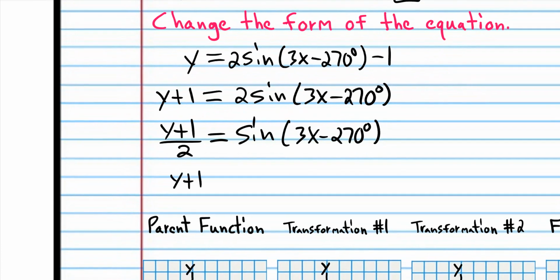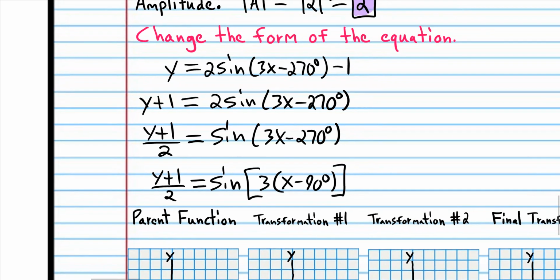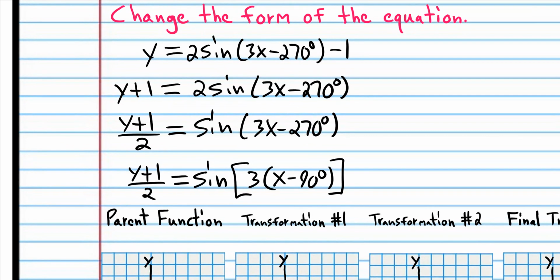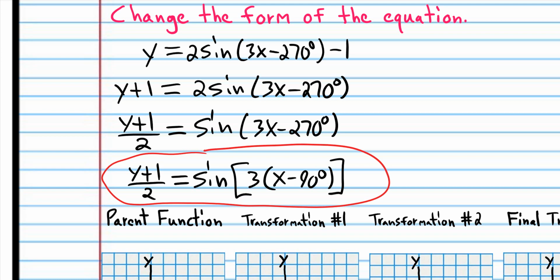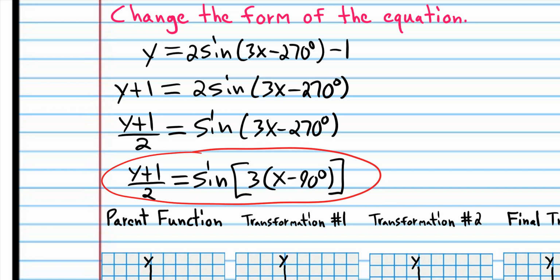Now I am going to factor. You could graph in this form, but what you'll find is that it's much easier to factor out that 3. If you multiply back, we get 3 times x is 3x, and 3 times negative 90 is negative 270. So I factored out the 3. It's much easier to understand the graph if we write it in this form. So today we're always going to write the trigonometric equation in this form. It just makes it easier for us to understand what's happening.